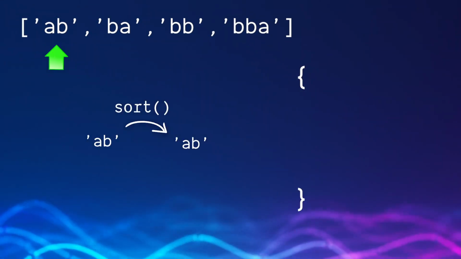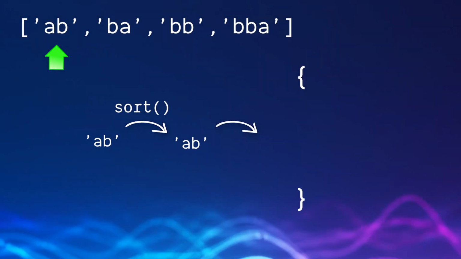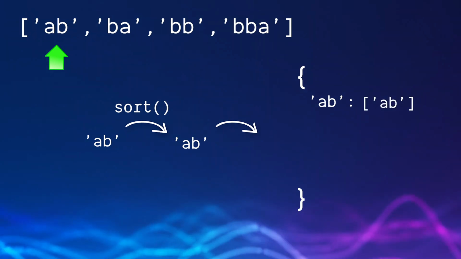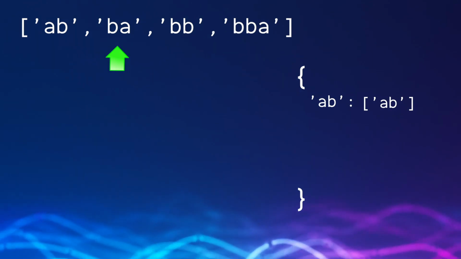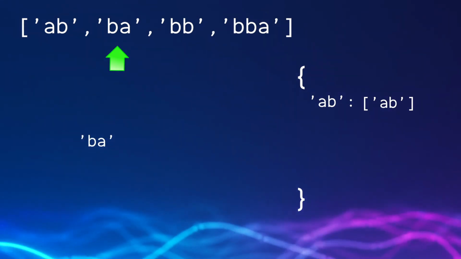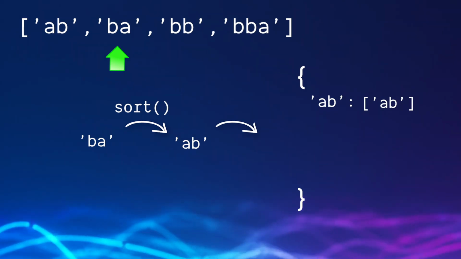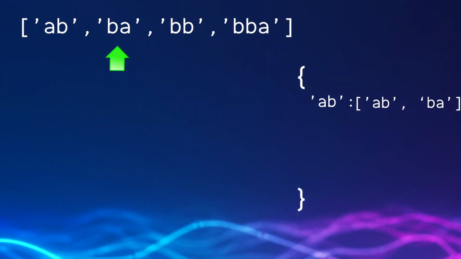First, AB gets sorted. This doesn't change it, so we check the hash table. There's nothing at that key yet, so we push in a single cell array with AB in it. Next loop iteration, we'll look at BA. We sort this and it also becomes AB. Now when we look into our hash table, the key already exists. So we will simply push or append into the array at that key.